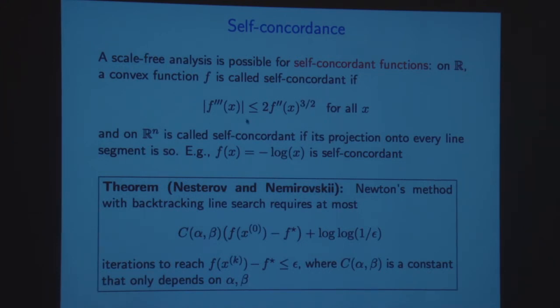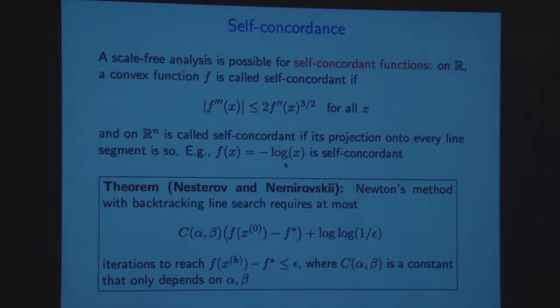So self-concordance is kind of an odd notion when you look at its definition. A function that goes from R to R is called self-concordant if its third derivative, in absolute value, is bounded by 2 times its second derivative to the power of 3/2. That's the definition of a self-concordant function. This constant is not important. Actually, it would work if any constant was here. And a function on R^n is called self-concordant if, when we restrict it to every line segment, it's also self-concordant.